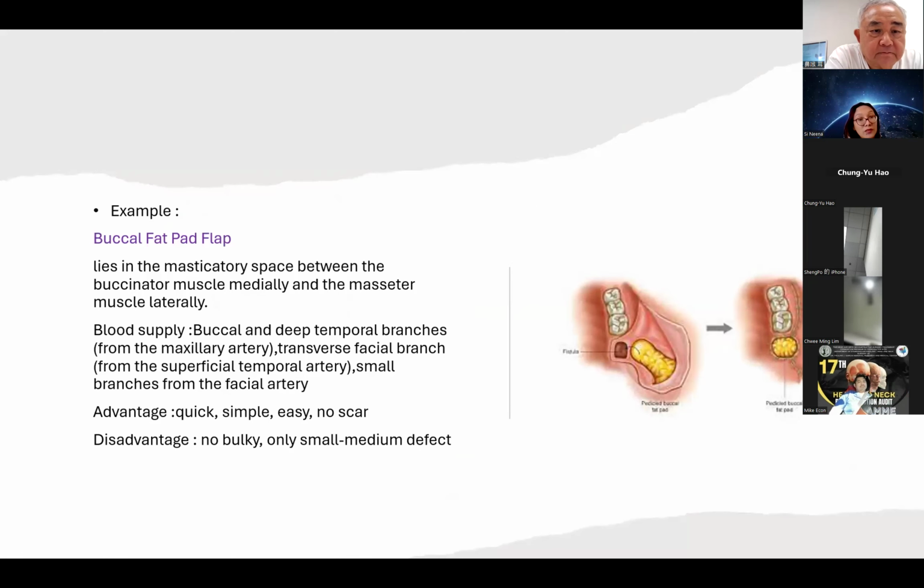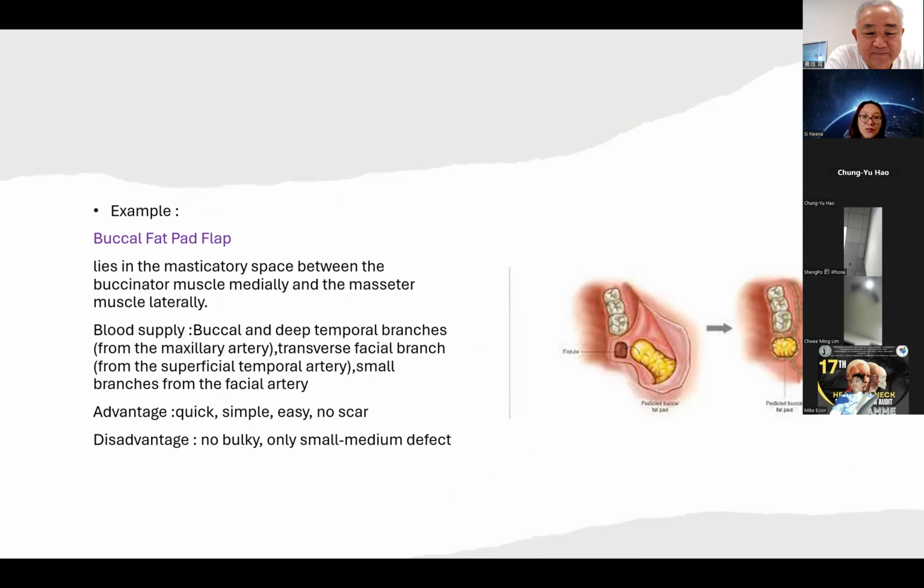This is Professor Ho's favorite flap. That's why I put it here in one of the slides. This is for you, Prof. So this is the buccal fat pad flap. To be honest, I don't use it here because most of my cases require more than just a buccal fat pad. But professors like this flap, and I can see why, because it's quick, simple, easy, no scar, it's hidden intraorally, and is perfectly good for such a local and regional flap.